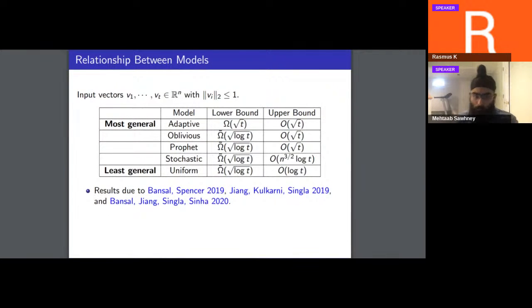There was work of Bunsell and Spencer, who did this in the uniform case, and then Bunsell, Jiang, Singha, which showed in the stochastic case you could, with t vectors, maintain an L infinity norm of O of n to the 3/2 times log t. So in this case, you think of t as being much, much bigger than n. We don't care about the n dependence here, and they're getting a logarithmic dependence in t.